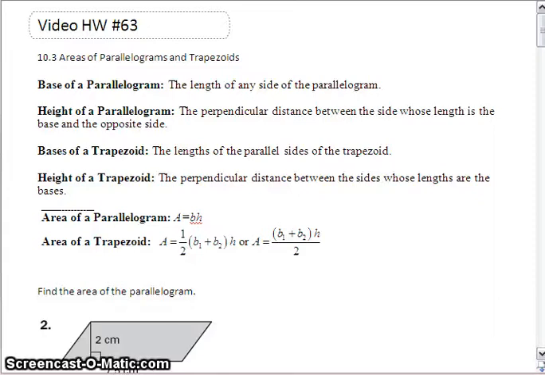This is video 63, finding the area of parallelograms and trapezoids. Let's start by defining some vocabulary: the base of a parallelogram.